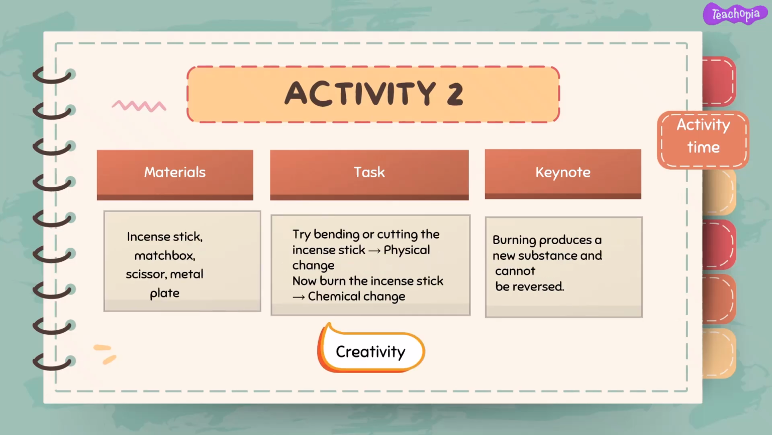In the second activity, students explore changes using an incense stick. They first bend or cut the stick. This is a physical change. They then burn it. This produces new substances like ash and smoke, which cannot be reversed. That's a chemical change. This activity involves creativity and helps students understand the key difference between changes that are reversible and those that are not.